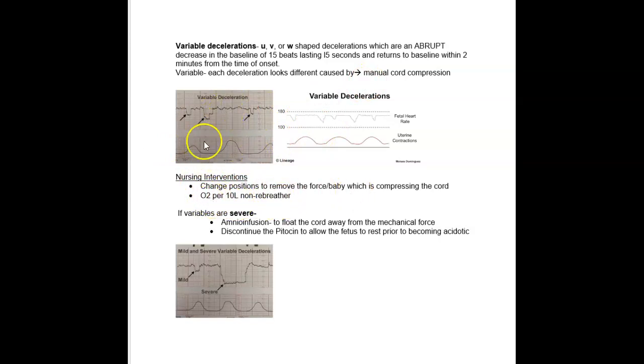And if it's really bad, if they're really deep like this, we may give some oxygen. We may put some fluid in, some amnio infusion to float the cord up. And if we have Pitocin running to cause these contractions, we may stop that. But these are the normal interventions. Just turn the patient, and if they're really severe, give some oxygen.